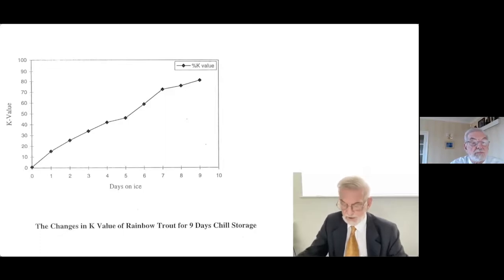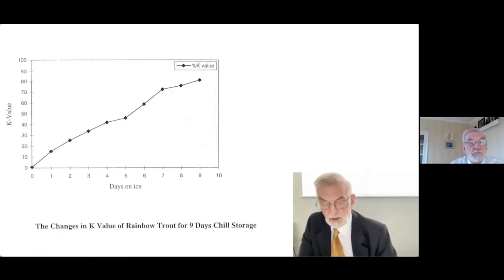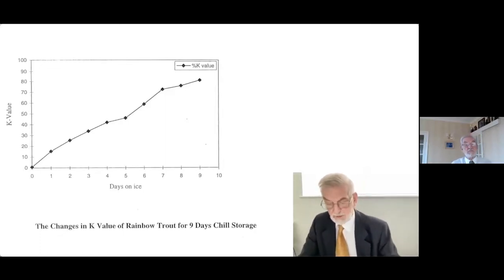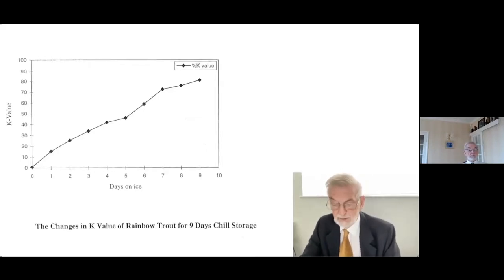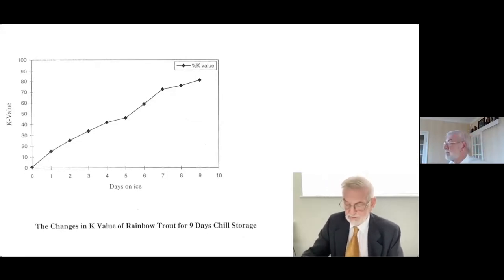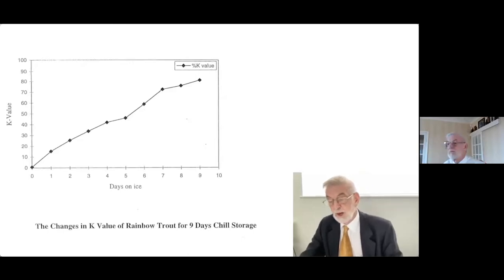If we look at the next slide, this is the rainbow trout again, the PhD work that was done in Lincoln some time ago. And this is the change in K value of rainbow trout for 9 days of still chilled storage. You can see it's a pretty good relationship. So if you had a K value of say 40, you could say with good confidence that fish has been the equivalent of being 4 days on ice.